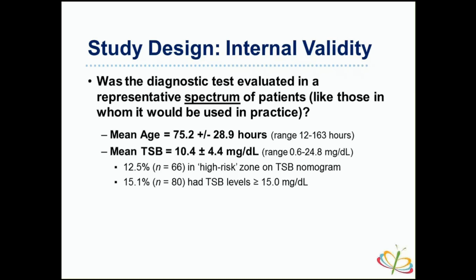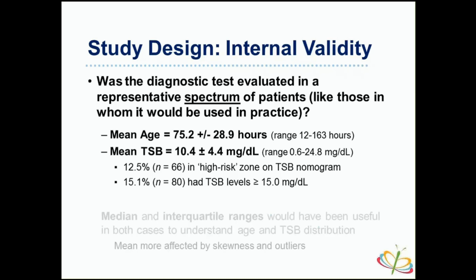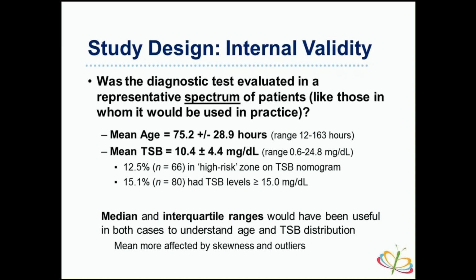So they only reported the mean for age and total serum bilirubin. They didn't report the median or the interquartile ranges, and it would have been useful to have those to better understand the distribution, because the mean can be more affected by outliers and can be skewed. So it would have been useful to have median and interquartile ranges.